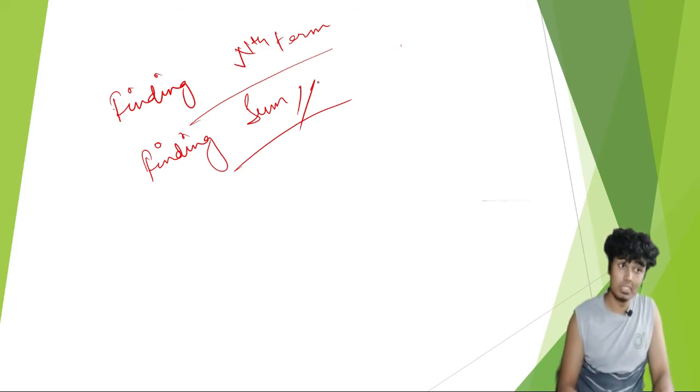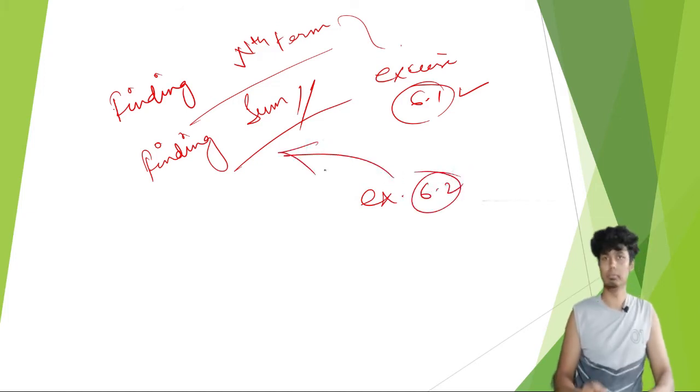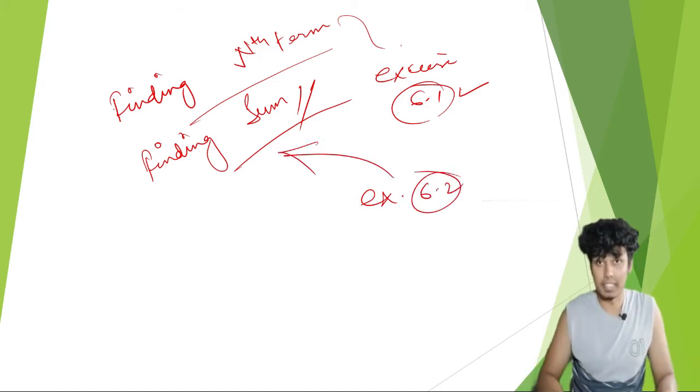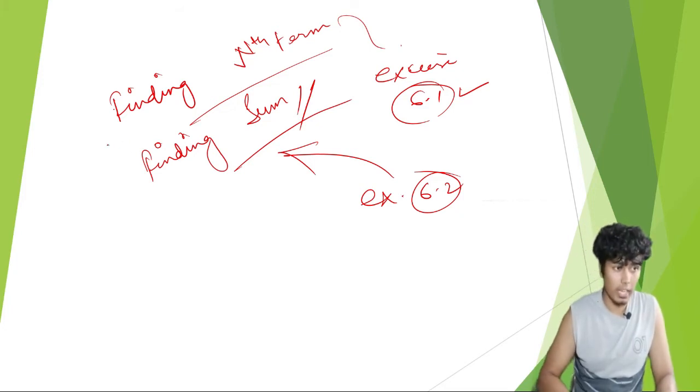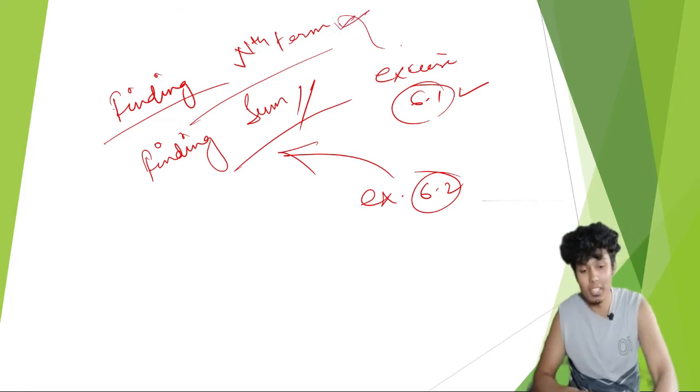It's exercise, I think it is 6.1. 6.1 is all about finding nth term, and exercise 6.2 is about finding sum. I think I'm not complicating that also. So let us understand step by step. First let us understand finding the nth term. Let us do the formula and let us find out.